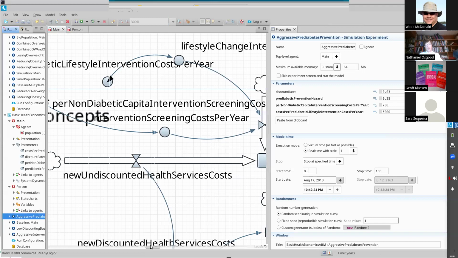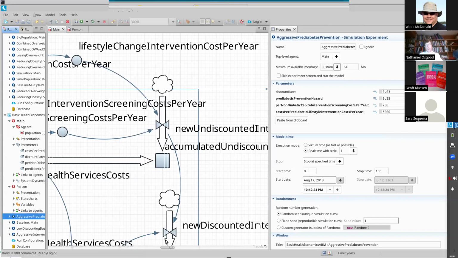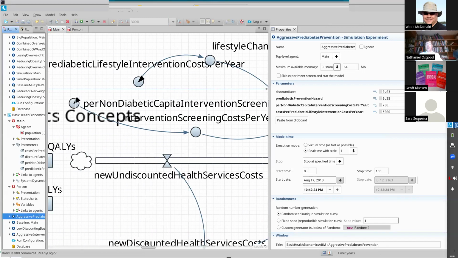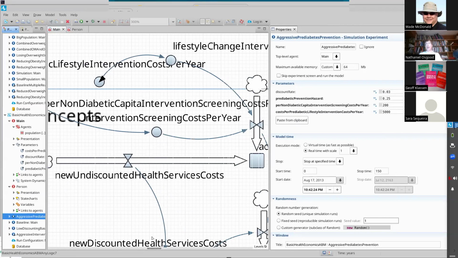So the idea here is that there is accumulation of costs in general, but it comes through two pathways. One is through health services, and one is through interventions. And we're going to examine the impacts of interventions. And you may wonder, you could be excused for wondering, well, wait a minute, if interventions are costing money, why are we undertaking them? Because they save lives, one.